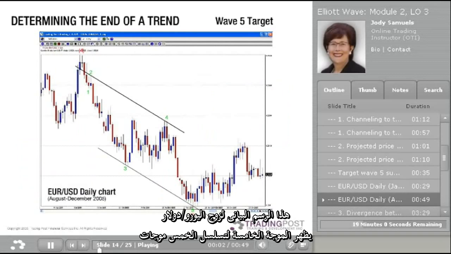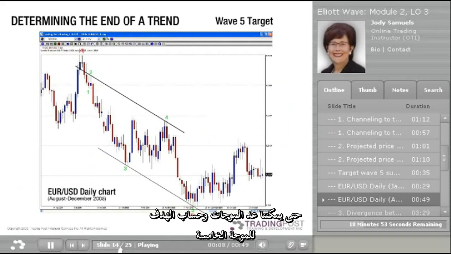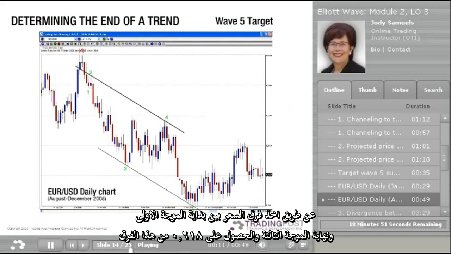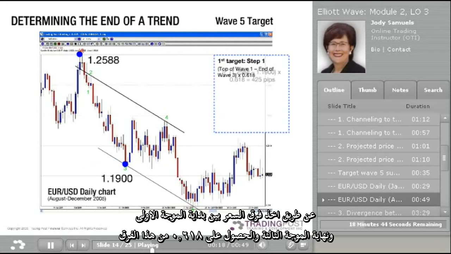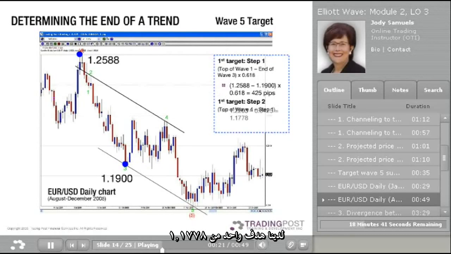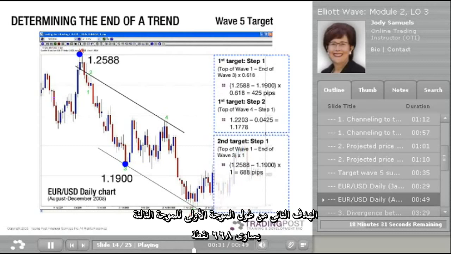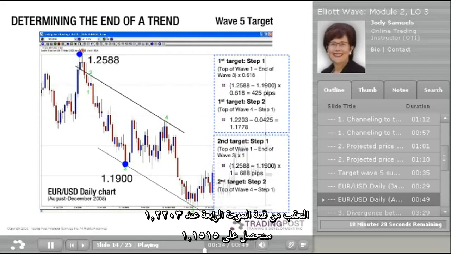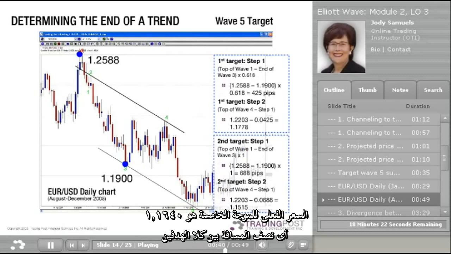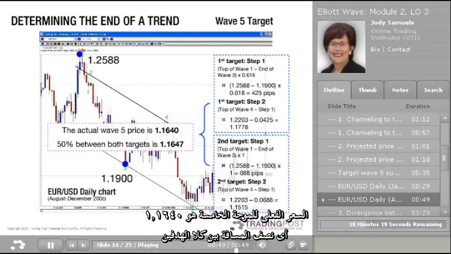This chart of the Euro-USD takes wave 5 of the 5-wave sequence and magnifies it so that we can count the waves and measure the targets for wave 5. By taking the price difference between the start of wave 1 and the end of wave 3 and taking 0.618 times that difference, we get one target of 117.78. The second target of 1 times the length of waves 1, 2, 3 measures 688 pips. Subtracting it from the top of wave 4 at 122.03, we get 115.15. The actual wave 5 price is 116.40, which is exactly halfway between both targets.